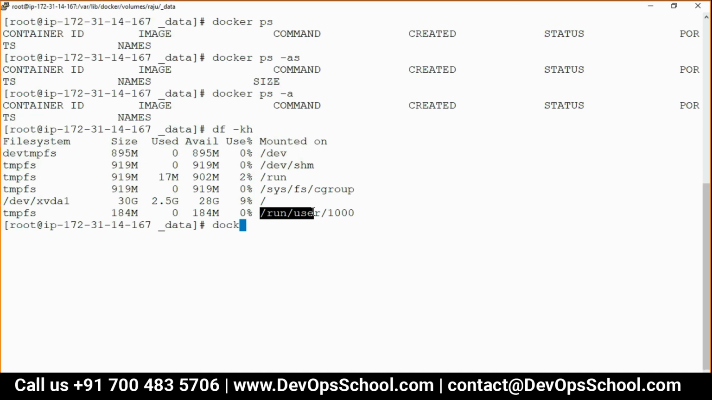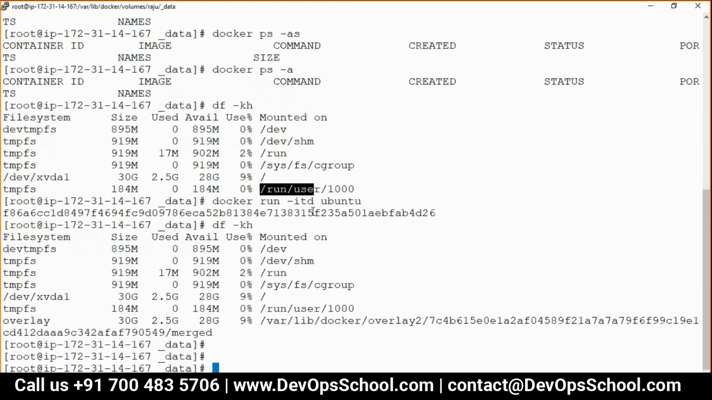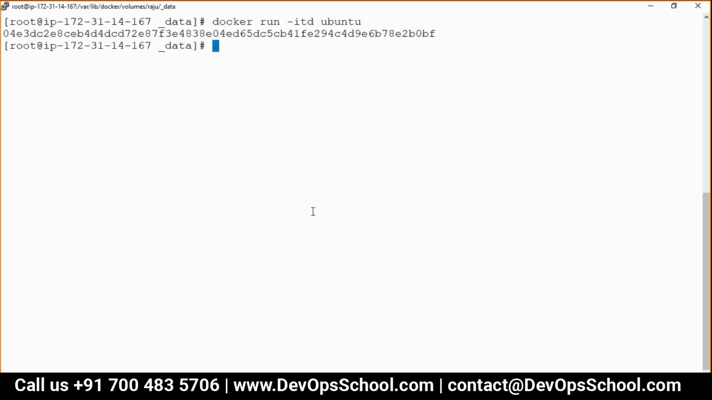So I was showing something different. I'm creating one container. Look at this, -itd ubuntu. You see here, I created a container, and you see here, one container. Oh, two containers.